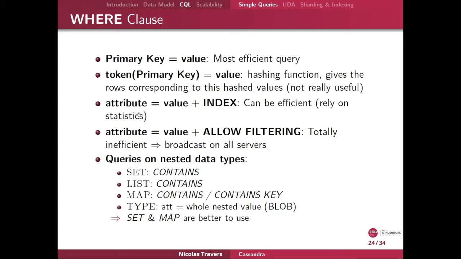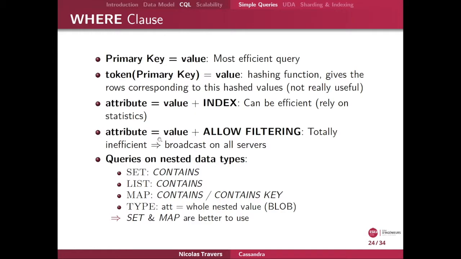Another way to do it is to use an attribute equal to a value, but the attribute is indexed. If it is indexed, it can be efficient. It's mostly a question of statistics according to the values, but if you put the index, it can be more efficient, but less efficient than the primary key itself.